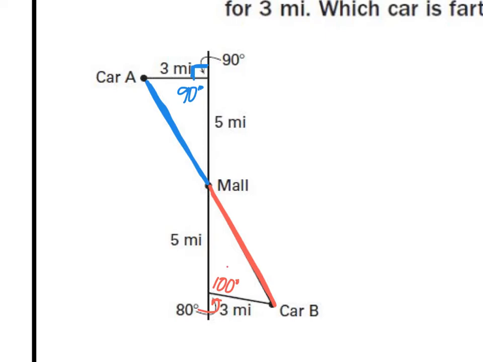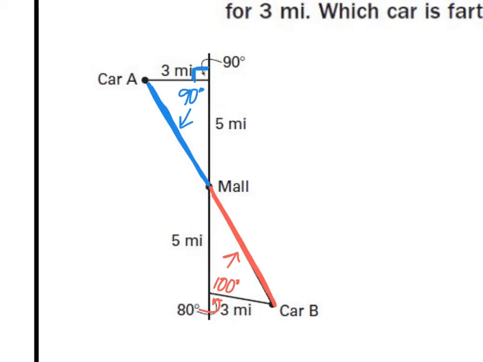Okay, now look at the sides across from them. Which side should be longer, the blue one or the red one? The red one. Yeah, car B then is farther from the mall because the angle across from it is bigger. And so it's like a doorway. The more you open the door, this is called hinge theorem. The more you open the hinge of the door, the wider the opening becomes.